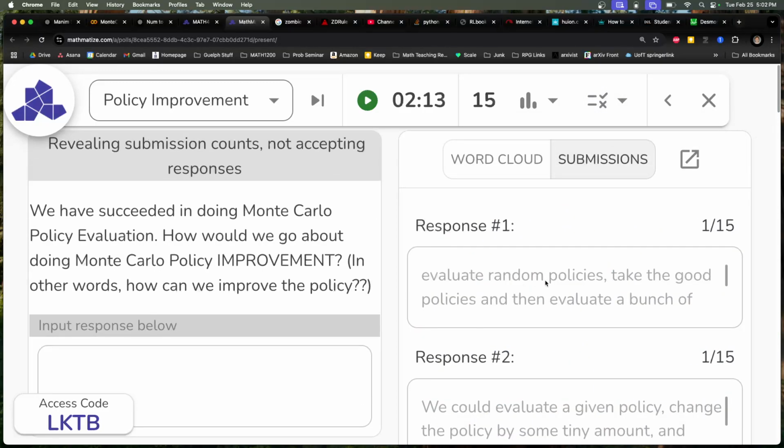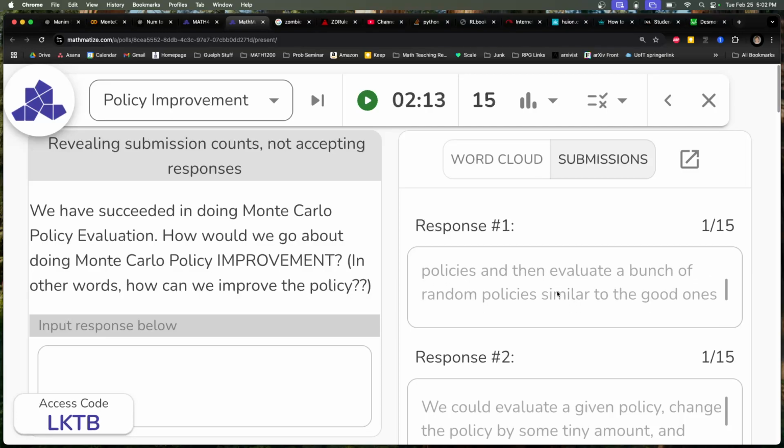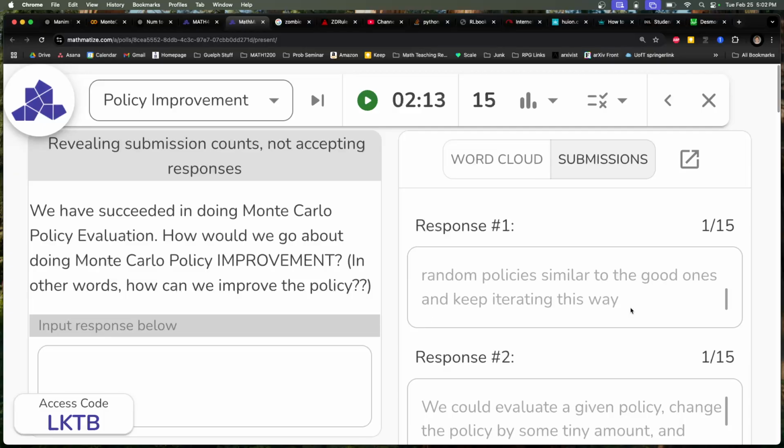Evaluate random policies. Take the good policy and then evaluate a bunch of random policies similar to the good one, and keep iterating this way. This method is called evolution. So if you have a way of evaluating what's good, you just try random stuff and then you figure out which ones are good or bad. This is a totally valid way.